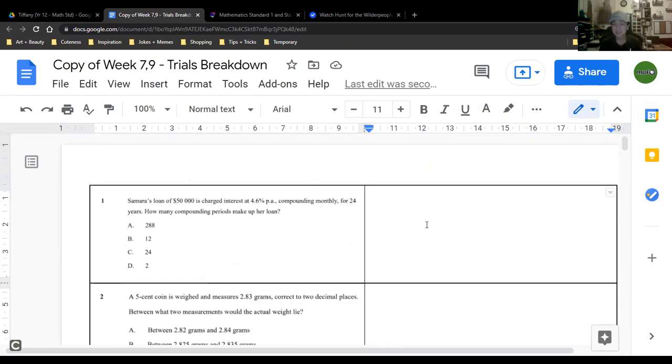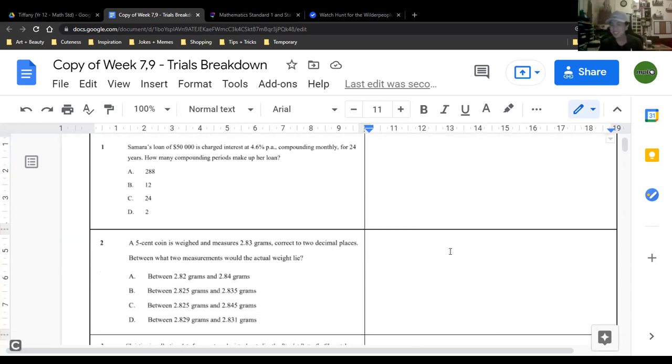All right, so today I'm going to cover the multiple choice section of the standard Menai 2021 trial. And next video, I'll do the short answer. So all the ones that require working out to be shown rather than just selecting a letter of the alphabet. Here we go. Question one, starting off nice and easy just to get your brain warmed up. Samara's loan of $50,000 is charged at an interest of 4.66% per annum, compounding monthly for 24 years. How many compounding periods make up her loan?